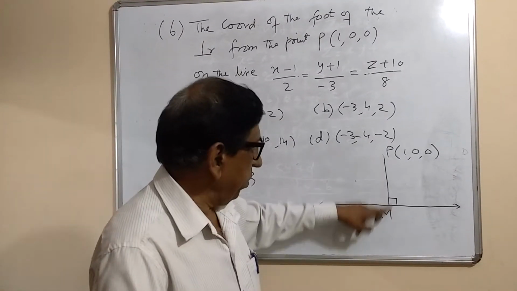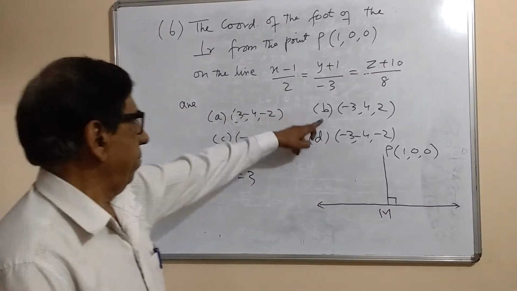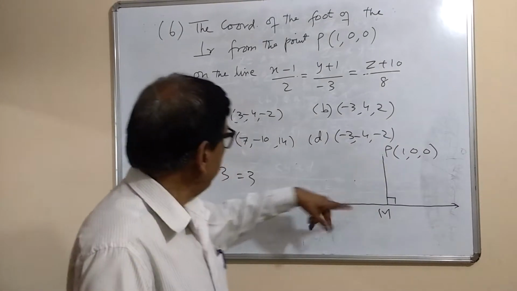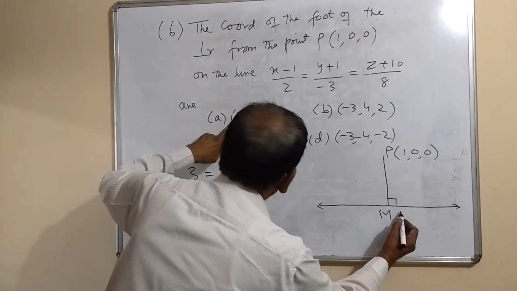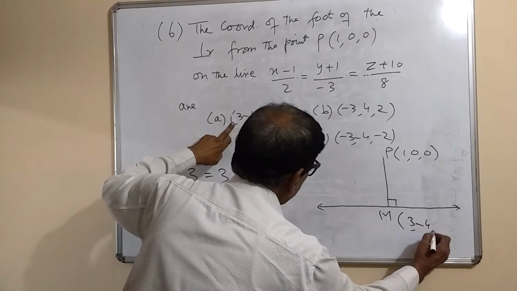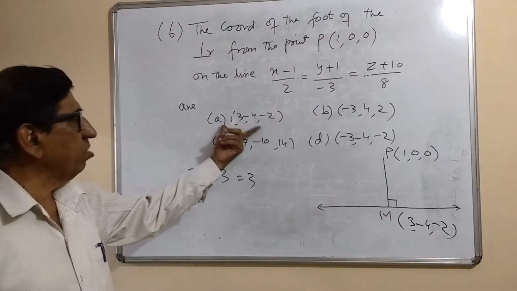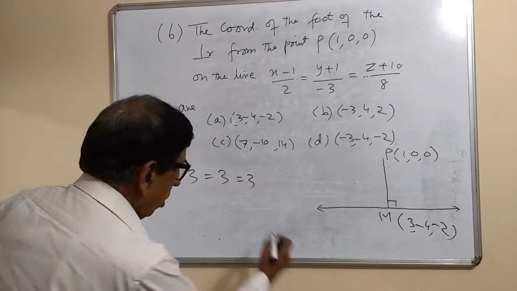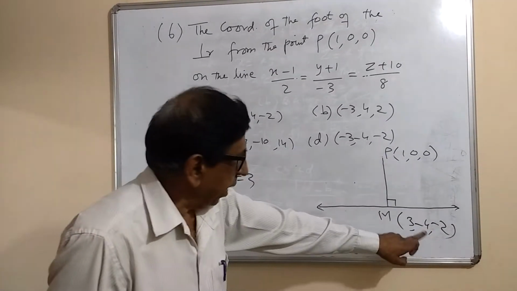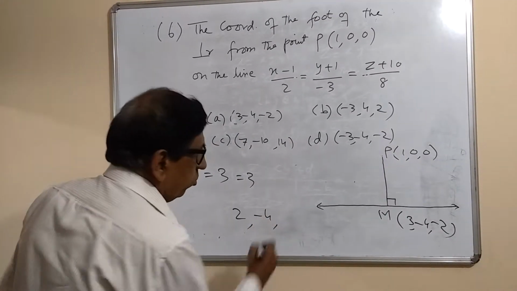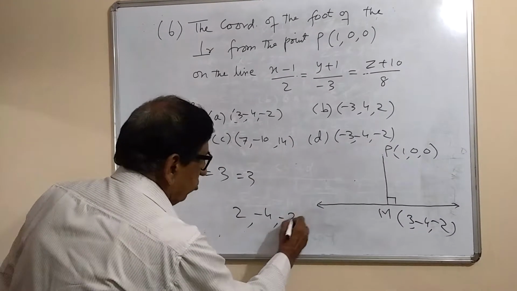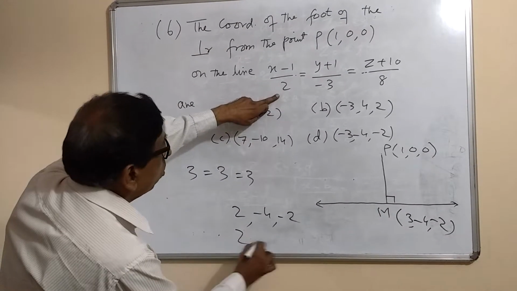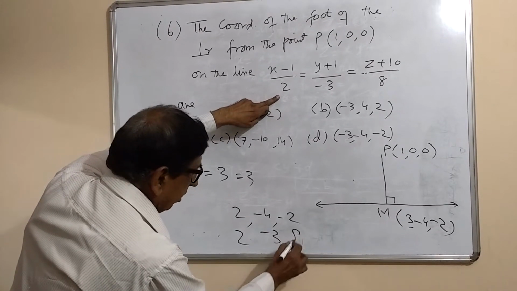But PM, suppose this point is M, so PM must be perpendicular to the given line. So what if you take this coordinate? For example, I take (3, -4, -2). Suppose I take the first option. What are the direction ratios of PM? 3 minus 1 is 2, minus 4 minus 0 is minus 4, minus 2 minus 0 is minus 2. And what are the direction ratios of the line? 2, minus 3 and 8.